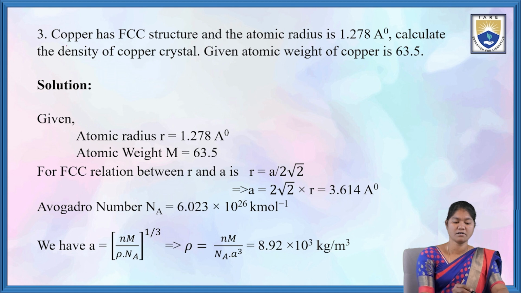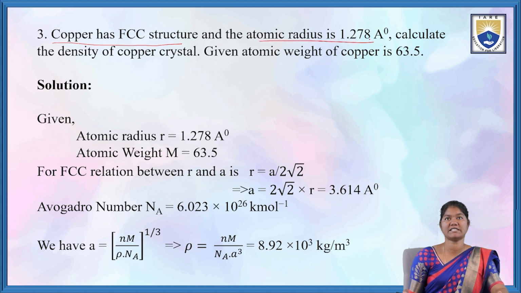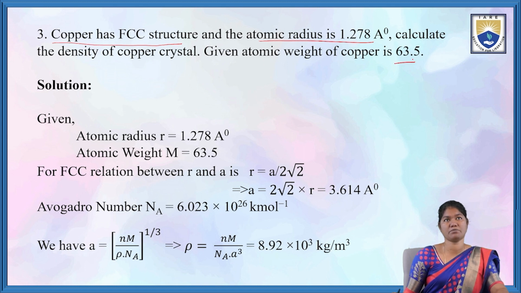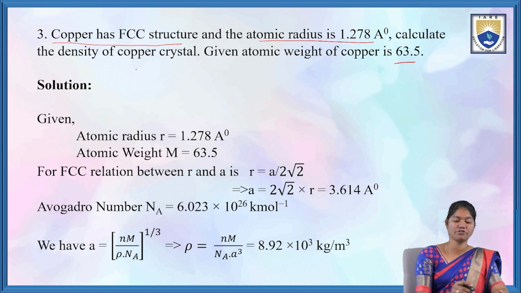So copper has FCC structure with atomic radius 1.278 angstroms, and the given atomic weight of copper is 63.5. Calculate the density of copper crystal. Density rho, we need to find rho.